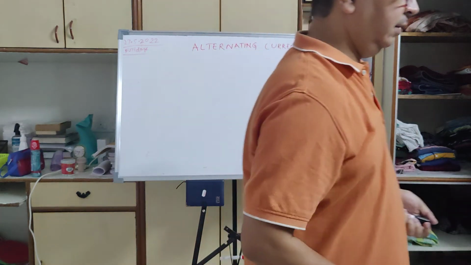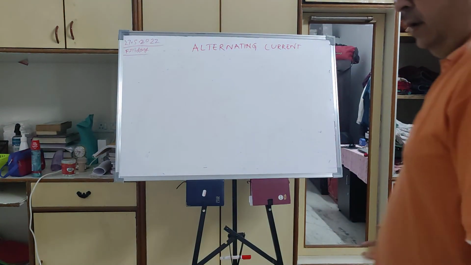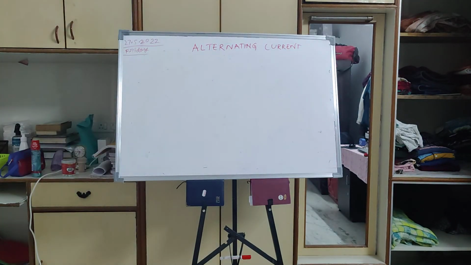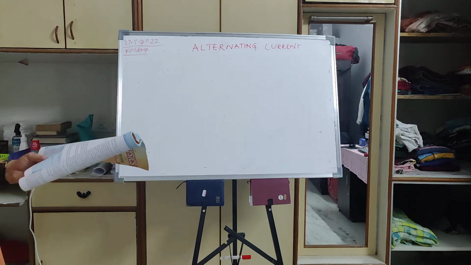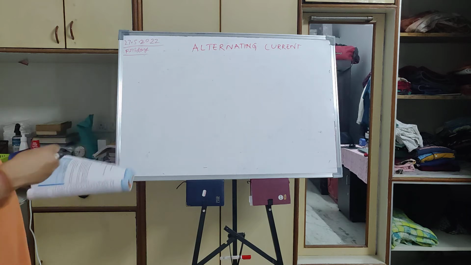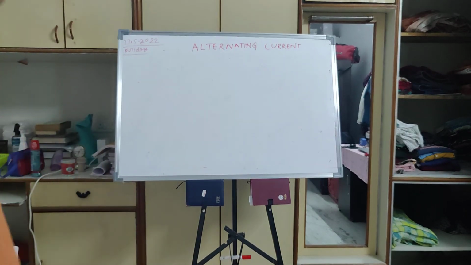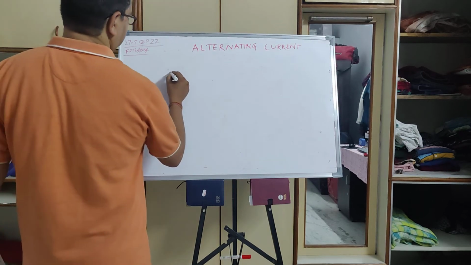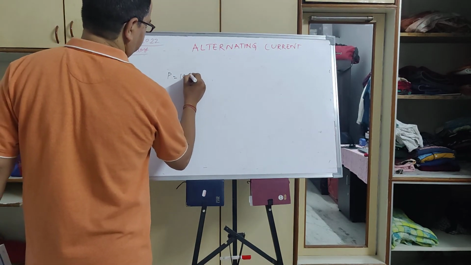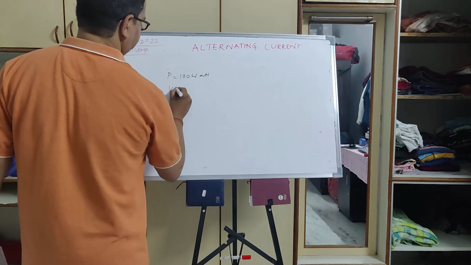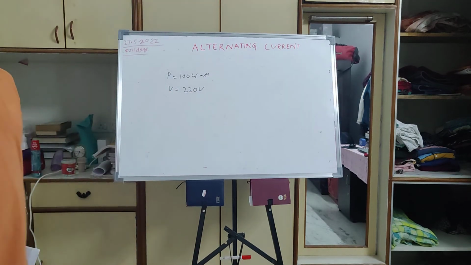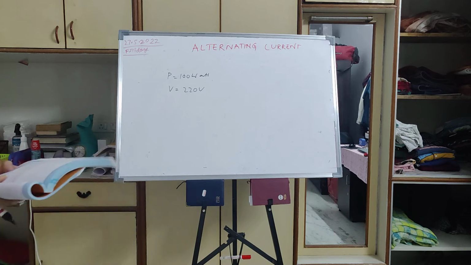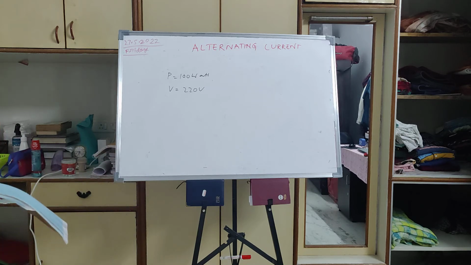Now you understand the difference between AC and DC, right? I talked over theory, so before getting into the mathematics, the numerical is like this. A light bulb is rated 100 watt. So we have a bulb, its power is 100 watt, and its specified voltage is 220 volt. So it will operate with a 220 volt supply and its wattage is 100 watt. Find the resistance of the bulb.